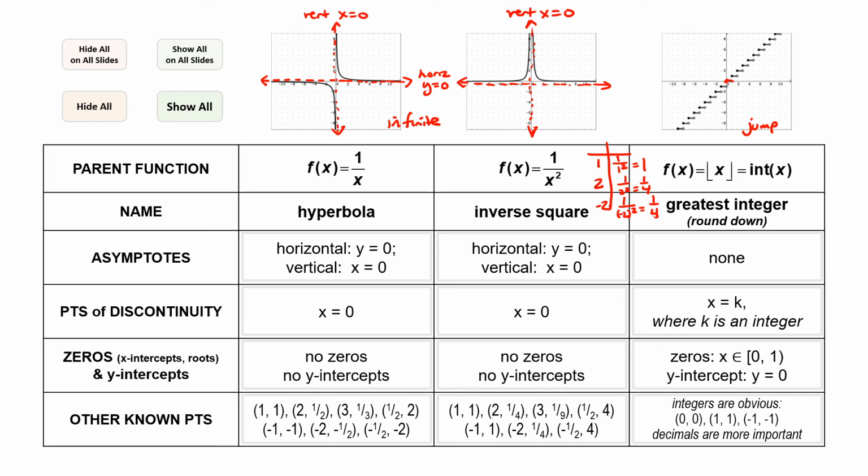And this concludes the properties of asymptotes, points of discontinuities, zeros and y-intercepts, and other known points for the 9 parent functions.